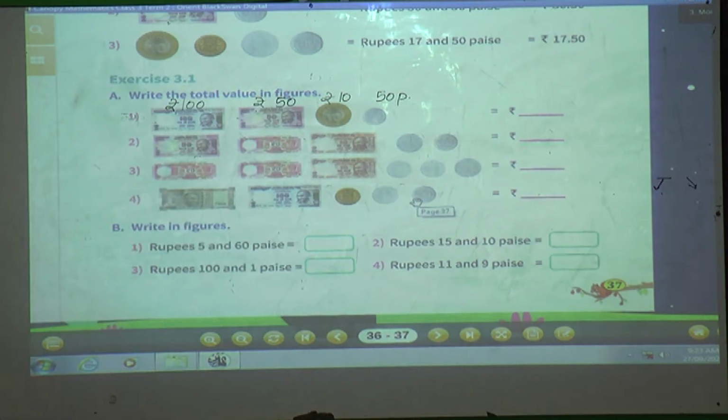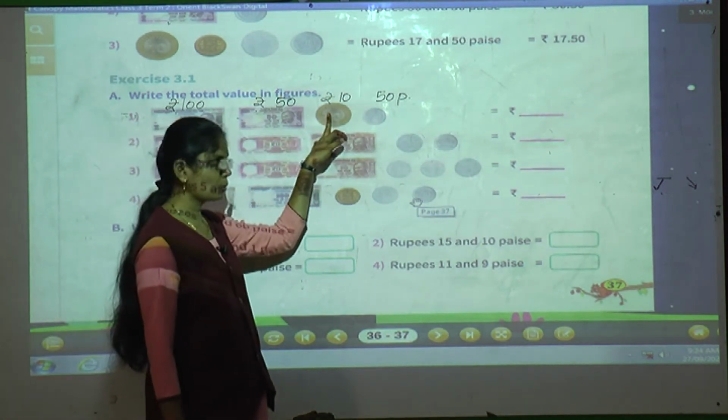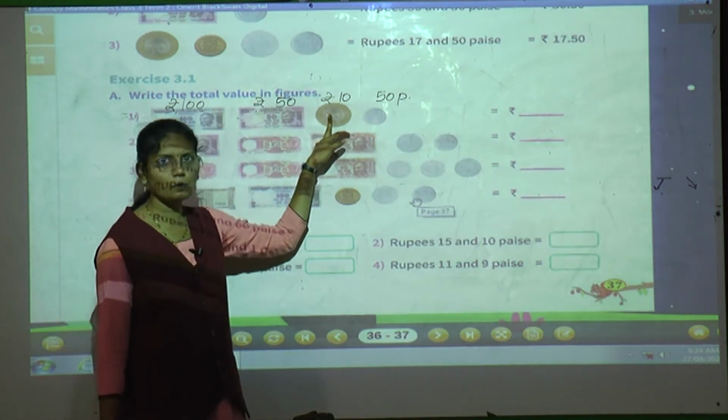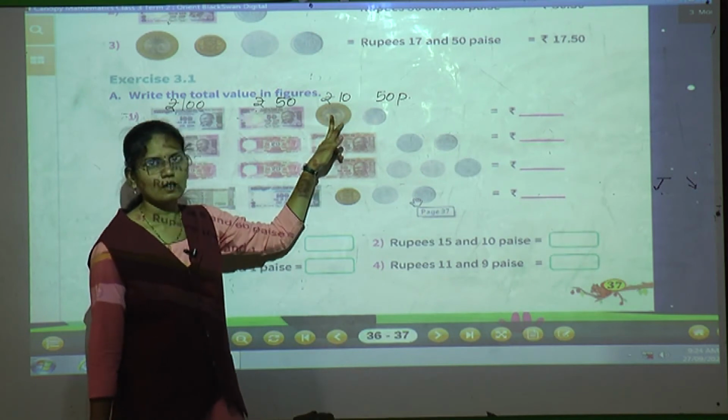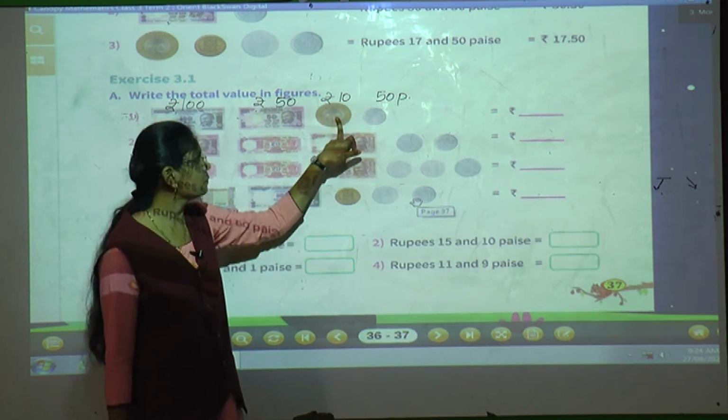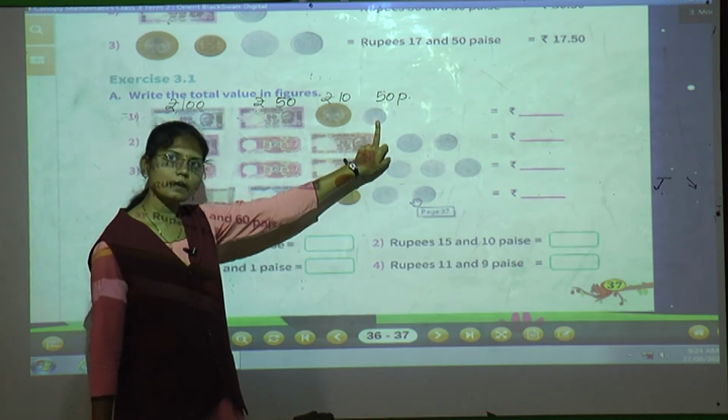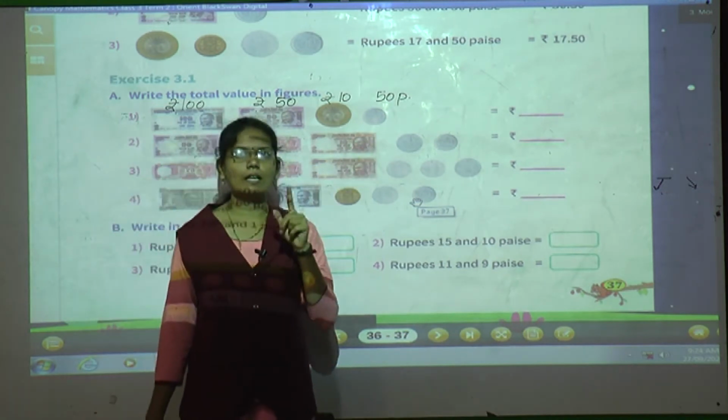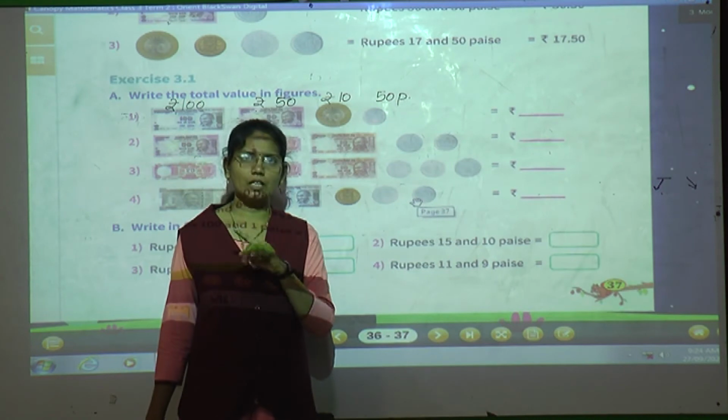Okay. See, how will you do? 100 rupees note is there and 50 rupees note is there. So first of all you have to add these two numbers, 100 plus 50, 150. Okay. Then in 150 you have to add 10 rupees again. So 150 rupees plus 10 rupees is equal to what? Rupees 160 and 50 paise. Rupees 160 and 50 paise.